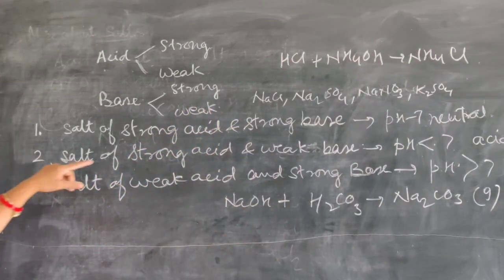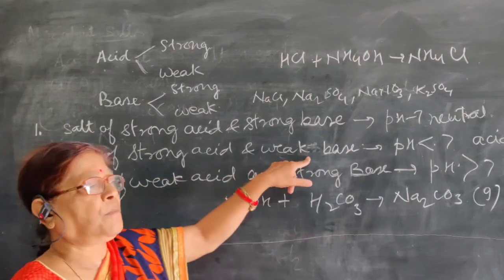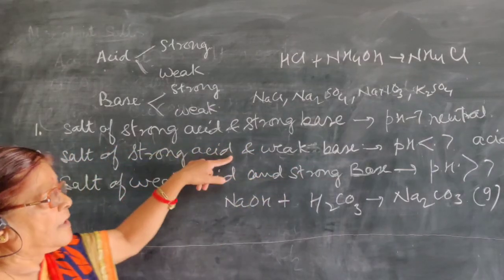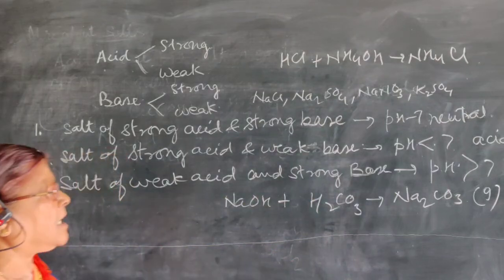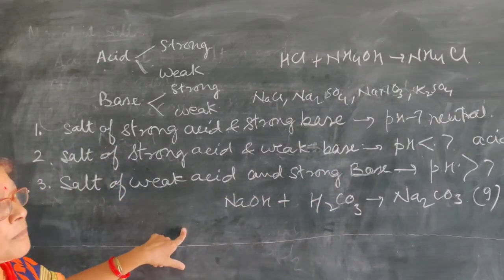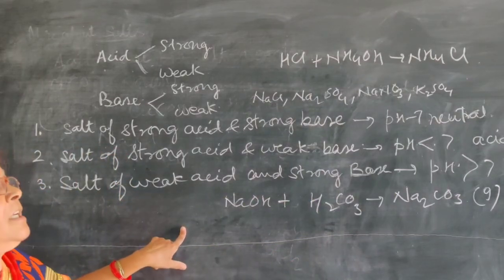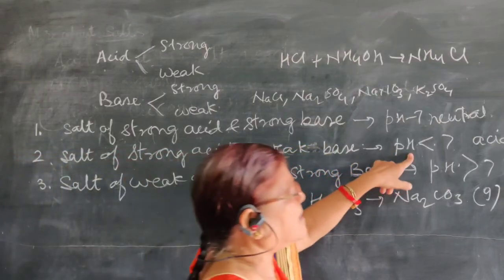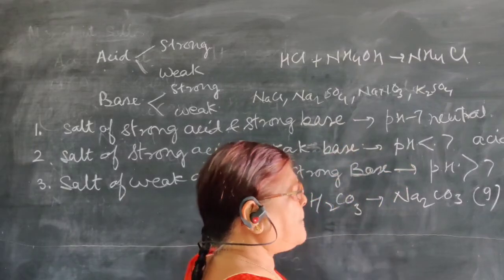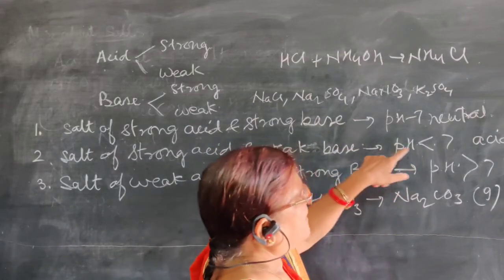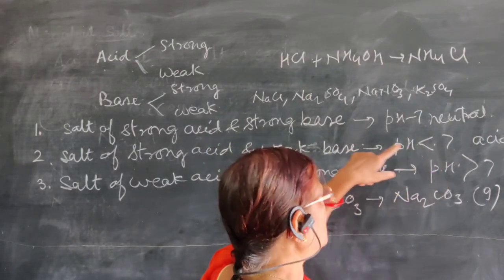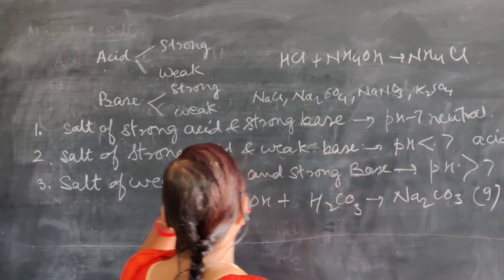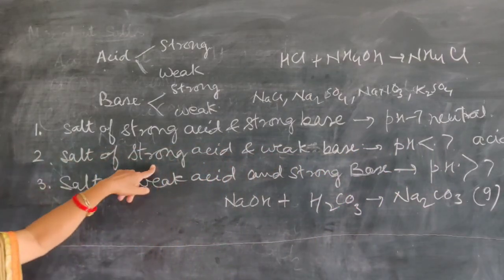Now the second is the salt of a strong acid and a weak base. Because the acid is strong, they will be acidic in nature. For example, we can write ammonium chloride, calcium chloride. These are the examples for this category. Now the pH will be less than 7. It may be 5.56. So the nature will be acidic because they are made from a strong acid.